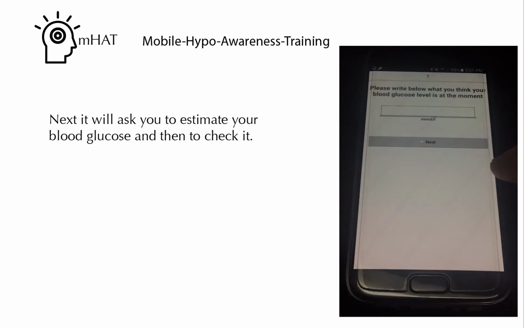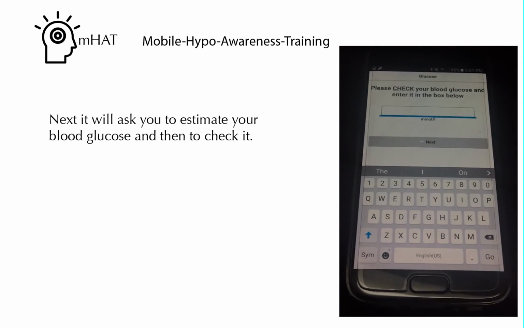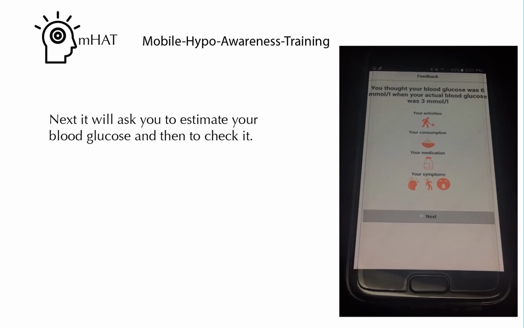In this final section, the app wants you to record what you believe your blood glucose to be at this moment in time and what it actually is. So on the first screen, there's a prompt for you to estimate, and the next screen after that is for you to enter in your actual blood glucose.